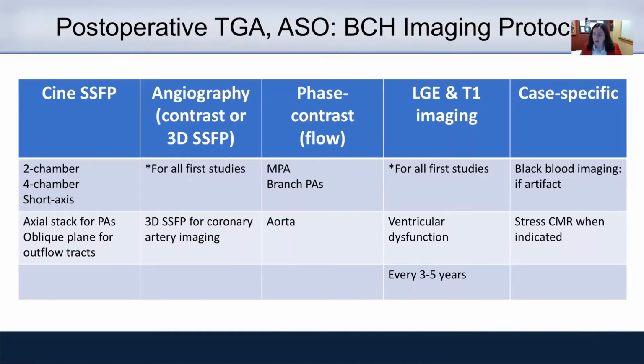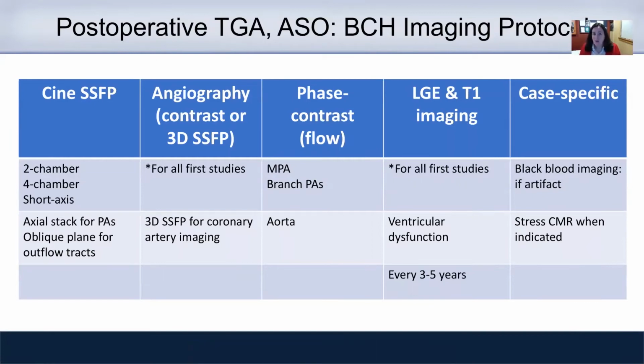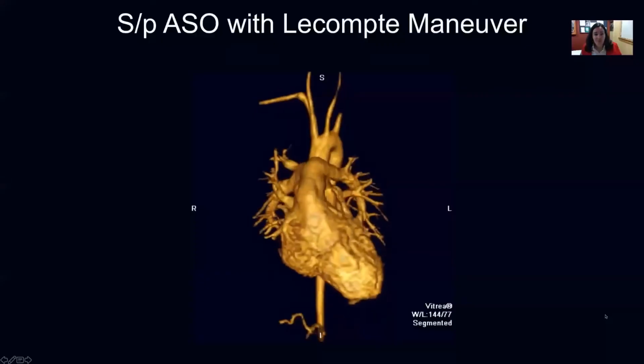You'll see here on this protocol, stress MRI when indicated. In the prior versions of the adult congenital heart disease guidelines, stress imaging was indicated at a higher recommendation level for these patients. With advancements in the types of surgical repairs that have been done, this is now a lower level guideline, but should be done on a case-by-case basis if you're worried about ischemia.